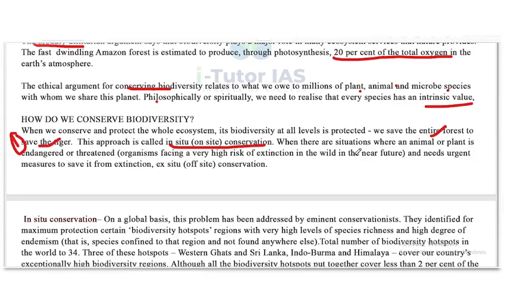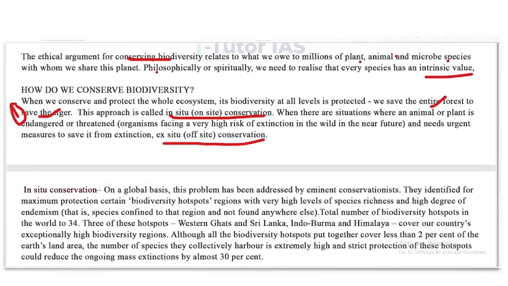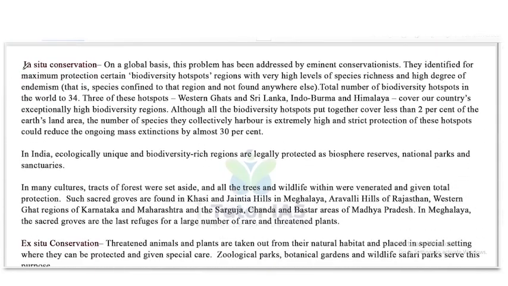And when there are situations where an animal or plant is endangered or threatened, an organism facing a very high risk of extinction in the wild in the near future, which is the definition of endangered or threatened, and needs urgent measures to save it from extinction, ex situ, that is off-site conservation, is needed. That is, we take the organism outside its ecosystem and protect it. Now let's see some more points about in situ conservation.